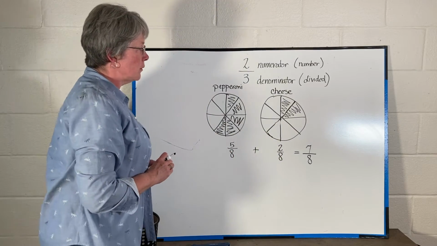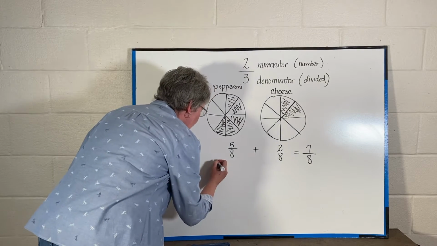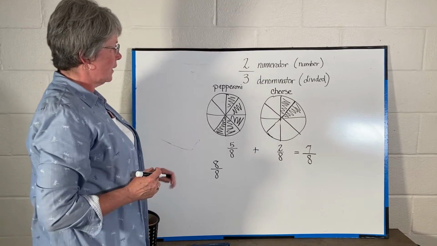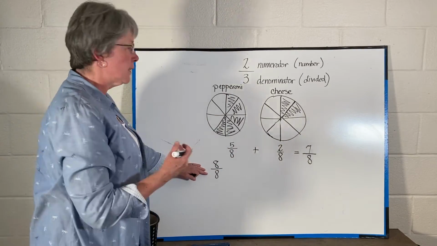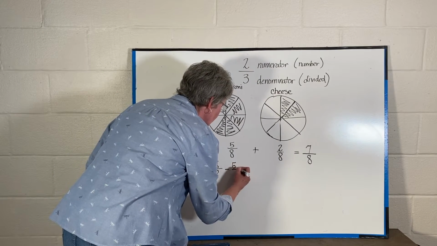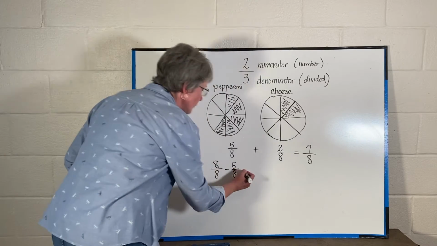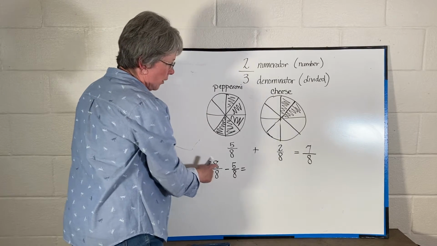Now what about subtraction? So how many pieces do we have all together before anyone ate anything? That's 8 of the 8 pieces. We had a whole pizza. And we're going to subtract the number of pieces eaten. And of course we can see right here we have 3 left, but it's also here as well.